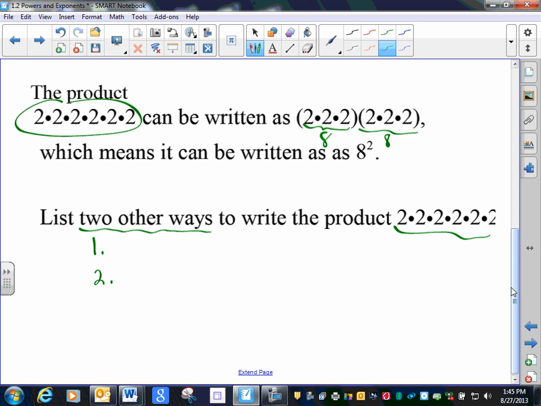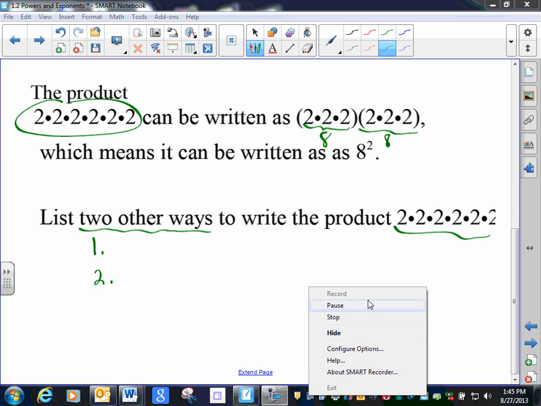Okay, we're done with the notes. Let's see if I can go find my little recorder. Where is it?